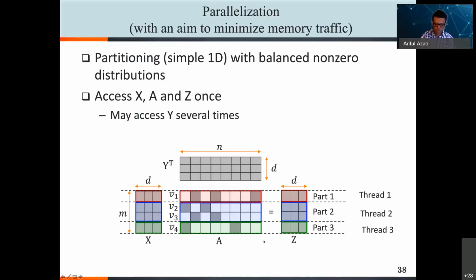We partition A, X, and Z horizontally so that we have approximately the same number of non-zeros in each partition of the sparse matrix. And then each thread can multiply, for example, thread 1 will consider this red part of X, red part of A, red part of Z, and whole Y sequentially within that particular thread. That means we never read X, A, and Z more than once. We may have to read Y more than once.